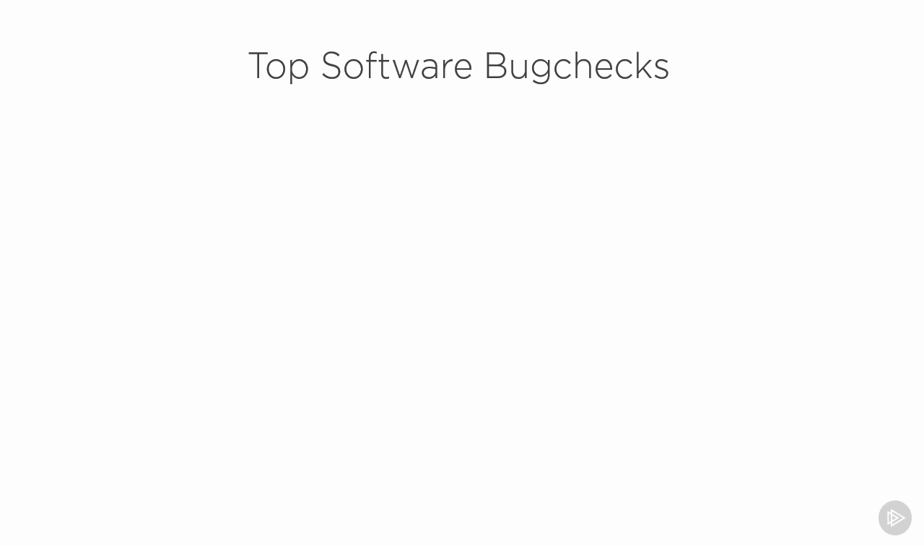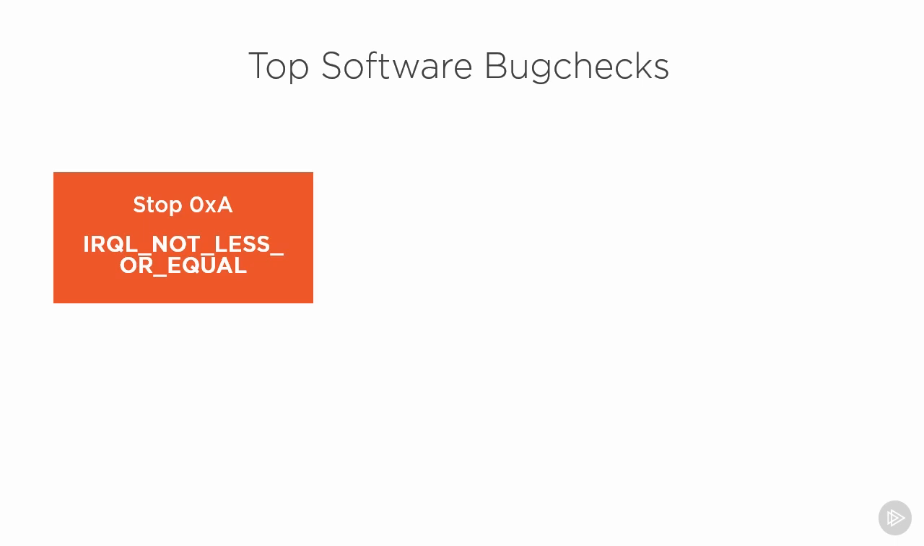So I wanted to review for you some of those top software bug checks out there. The first one you've probably all heard of. It's a stop A, which is an IRQL not less or equal. Essentially, this tells us that a driver has tried to touch a page of memory at an elevated IRQL.